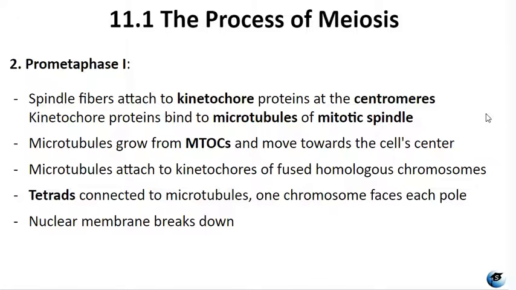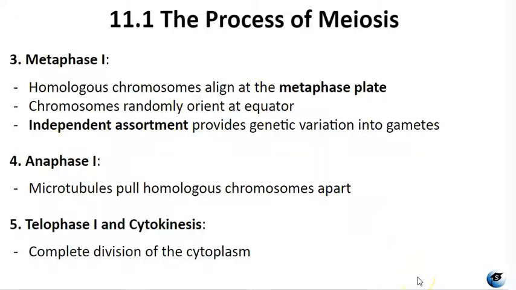So by the end of prometaphase 1, each tetrad is connected to microtubules from both poles. One chromosome faces each pole in the tetrad configuration, and the nuclear membrane breaks down entirely during this phase. The next step is metaphase 1.